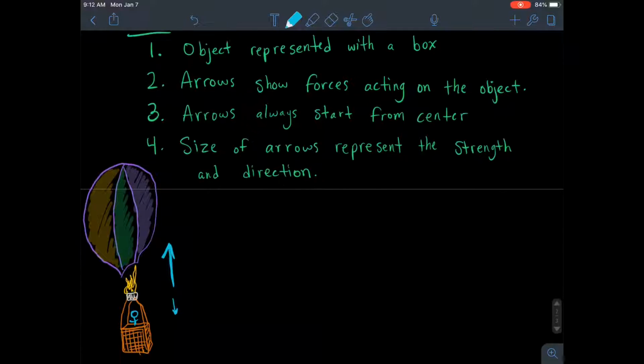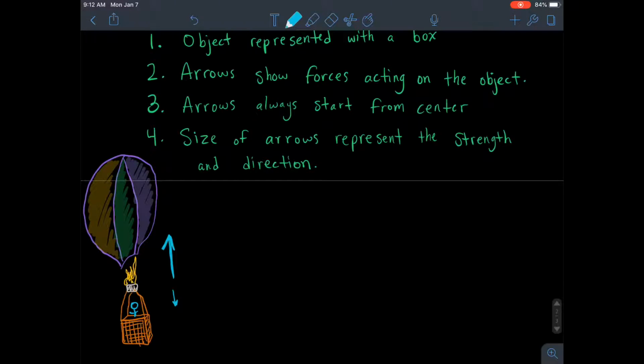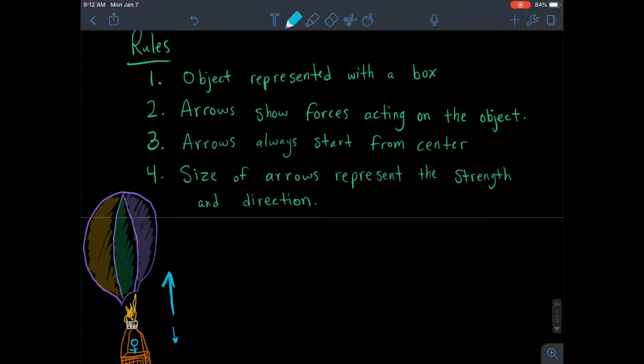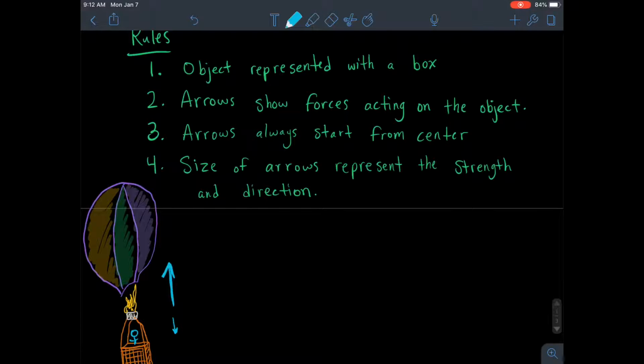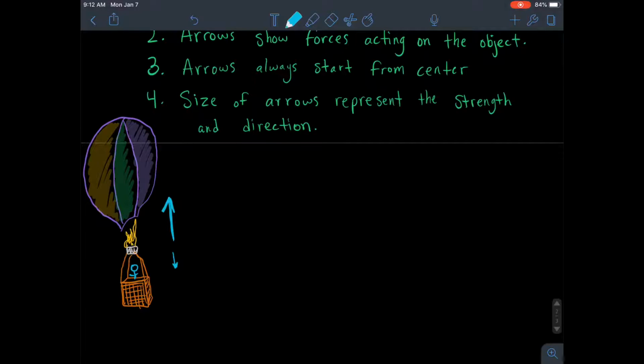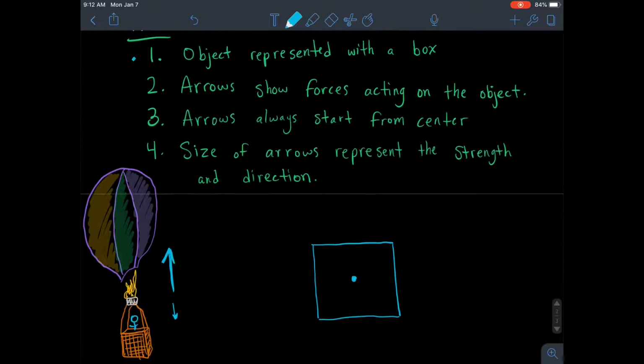So let's draw a free body diagram to simplify this, because it's really hard to draw a hot air balloon time and time again, especially when we try to represent things in the world that might be too difficult to draw. We can really simplify them. Rule number one: the object represented is drawn with a box. Instead of drawing this complex hot air balloon, let's simply draw a square that we're going to call a box. Whenever you draw this box, put a circle in the middle so that it can help us with our further rules.